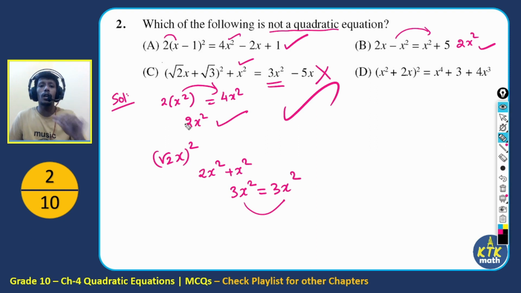The question is which is not a quadratic equation. Be careful in reading and understanding the questions. Sometimes they will ask which of the following is quadratic, like the first one. Here they are asking which of the following is not a quadratic one. I hope you understood this. We'll go for the next one.